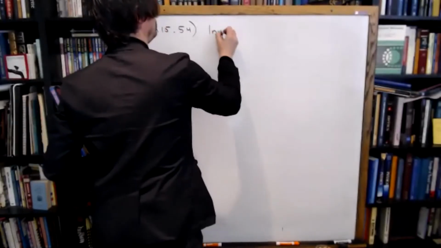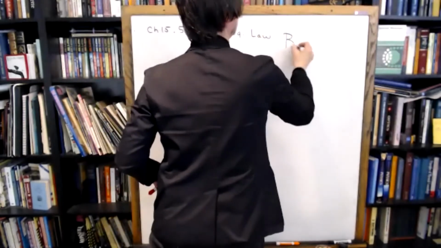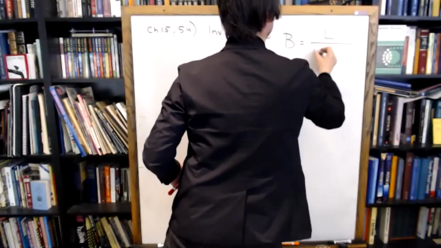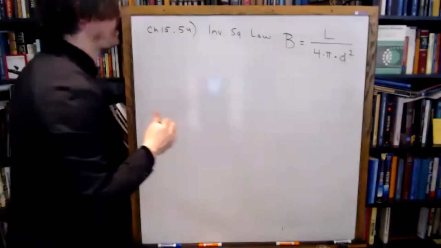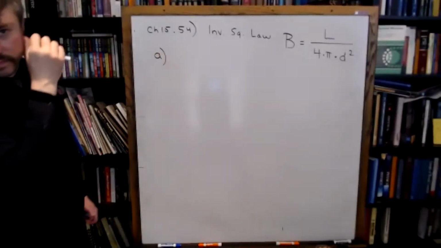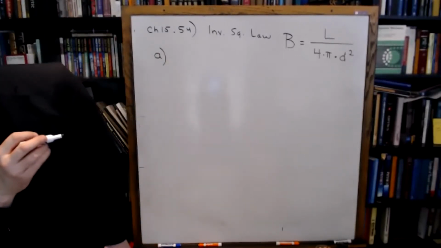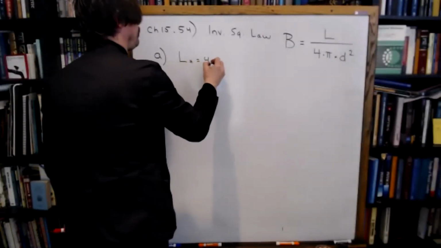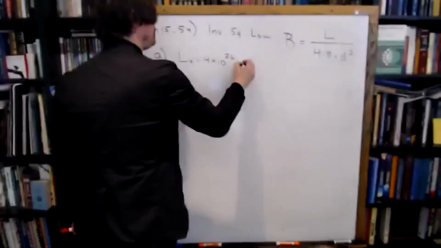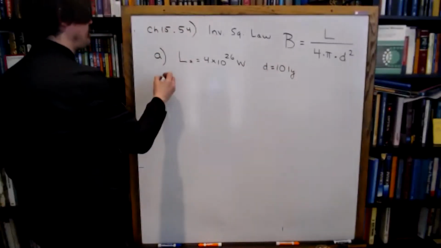Do you guys remember that formula? It tells us that the brightness of a star is its luminosity over 4 times pi times d squared, okay? Let's do part A. Suppose a star is the same luminosity as our sun, but is located 10 light years away. So the luminosity of the star is 4 times 10 to the 26 watts at a distance of 10 light years. They want us to find the brightness.